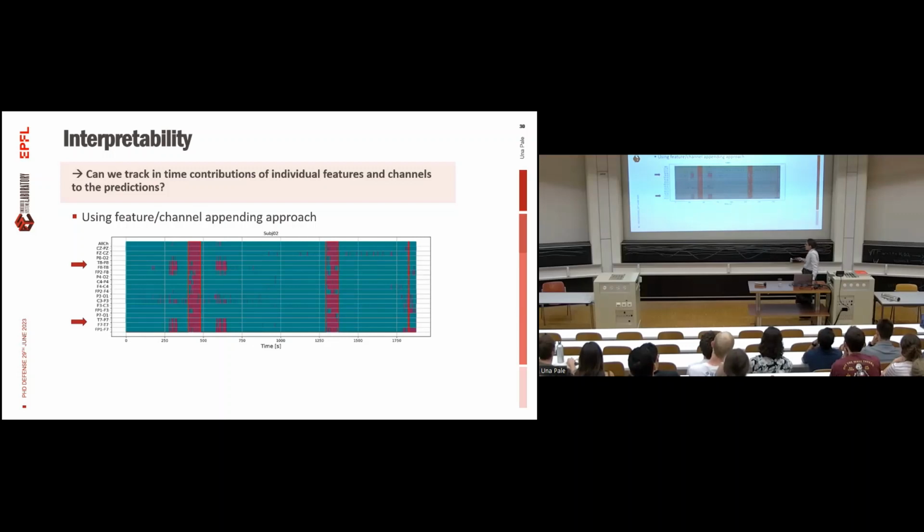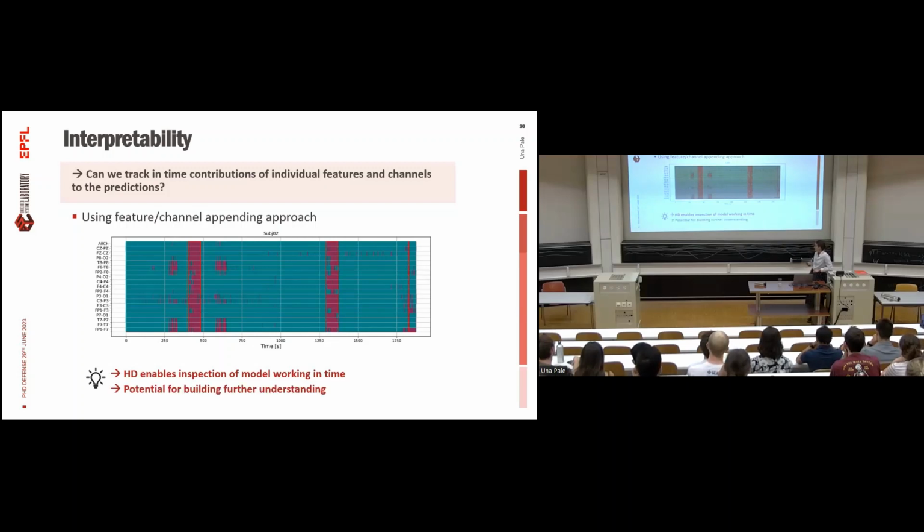So, we can see, for example, that some channels are much more prone to false alarms than some other ones. This is interesting because it enables us a bit of inspection of the model working in time, understanding which features or channels are more useful than the others. It is potential for building further understanding and improving the models itself.